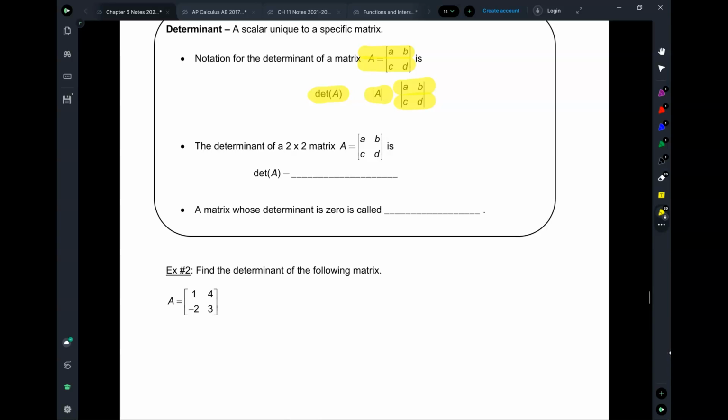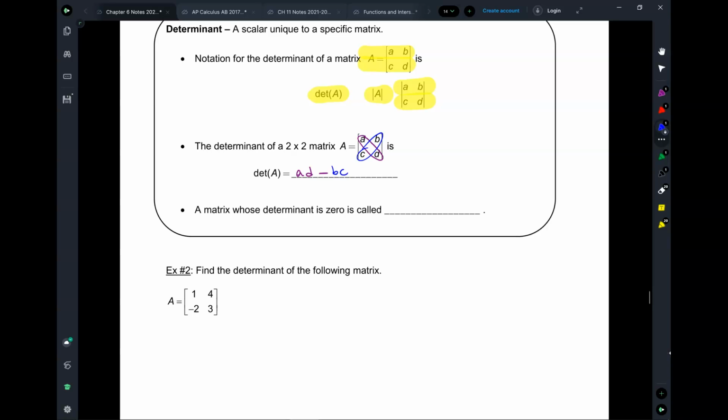All right, so how do you find determinant? It's very, very straightforward. If you have a matrix A, B, C, D, you take this. Remember how that was the main diagonal? You take that and you multiply it, so it's A times D, minus, always minus, the other diagonal, B times C. And that's it. Okay?